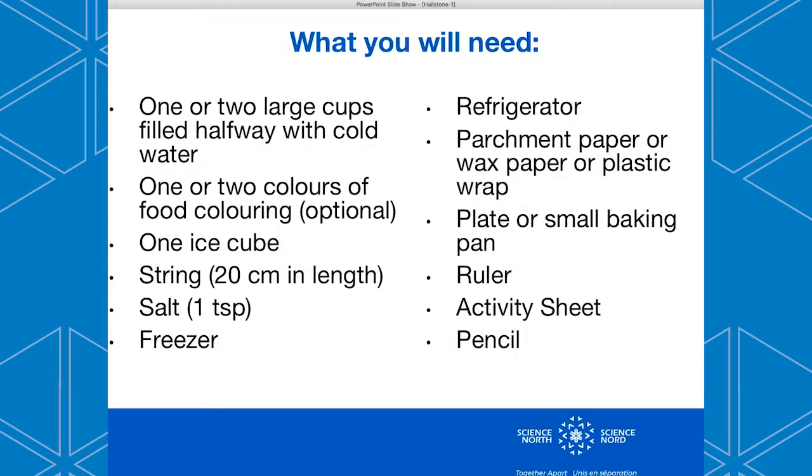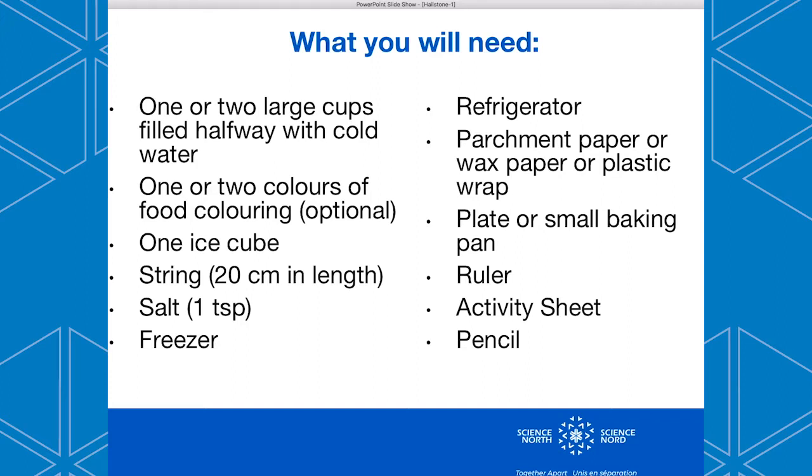So what kind of materials are we going to need in order to form these hailstones? So here we go. You will need at least 1 or 2 cups of cold water. It's really important. There's an option, if you have food coloring, to add food coloring to these cups. So 1 color per cup. And then an ice cube, some string, salt, a freezer and fridge, obviously. You also need parchment paper, wax paper, or plastic wrap, a plate or a small baking pan. You will also need a ruler, the activity sheet, and also a pencil.